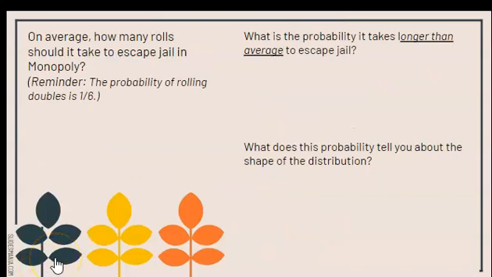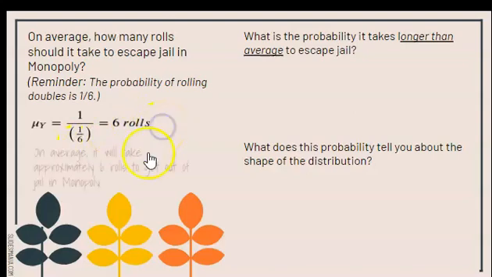All right, so on average, how many rolls should it take to escape jail in Monopoly? Remember, the probability of rolling doubles is 1 out of 6. So on average, I'm looking for the expected mean. I'm going to use my formula. 1 over 1 over 6 gives me 6 rolls. So interpreting it, on average, it will take approximately 6 rolls to get out of jail in Monopoly.